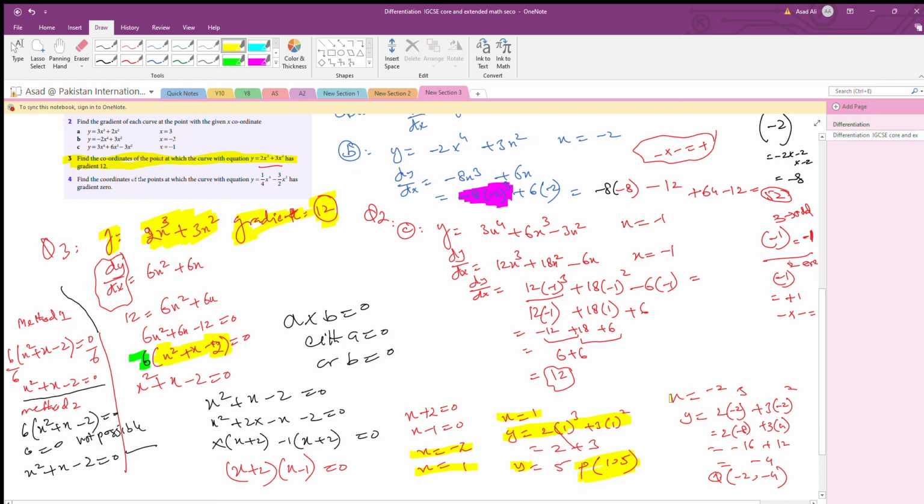Now if x is minus 2, just put the value x is equal to minus 2 in the same function where I substituted x is equal to 1, then you get minus 4. So the answer is minus 2 and minus 4.